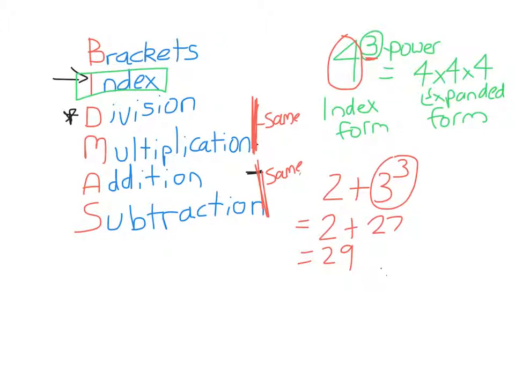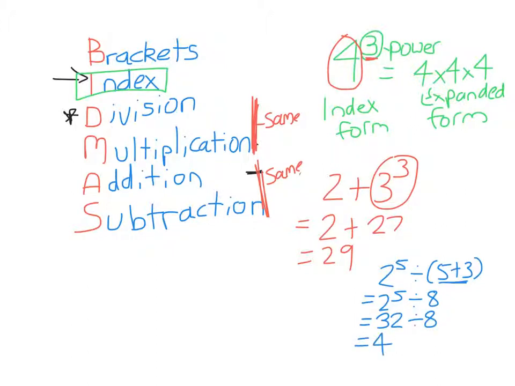So let's have something like 2 to the power of 5 divided by 5 plus 3 in brackets. So brackets, whatever's in the brackets, is the only thing that comes before raising to a power. So I do this first. So I leave the 2 to the power of 5 as it is for the moment, divide by 8. So 2 to the power of 5 is 2 times 2 times 2 times 2 times 2, which is 32. So the answer is 32 divided by 8, which is 4. Notice I do raising to the power before division.